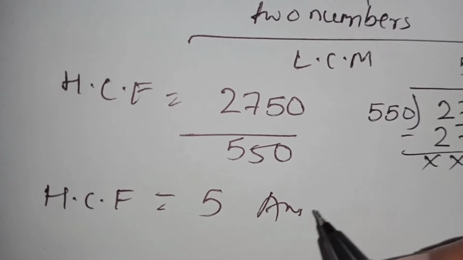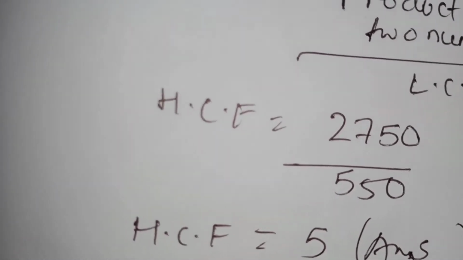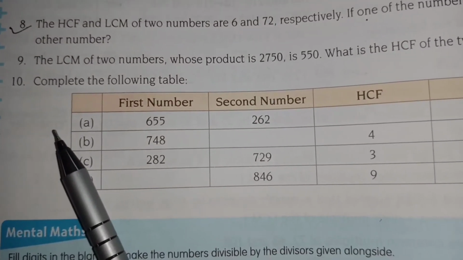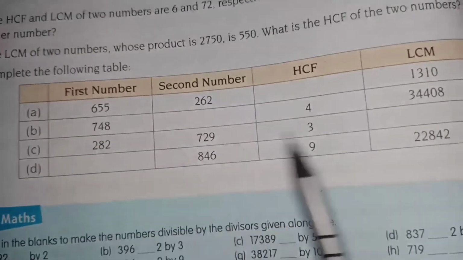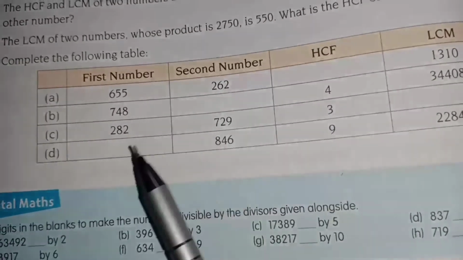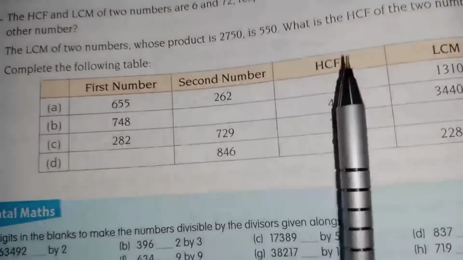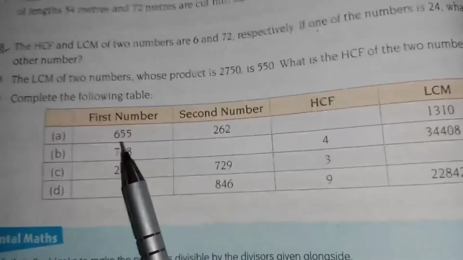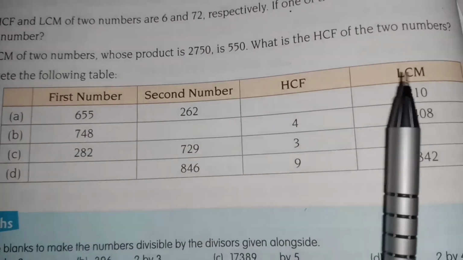We got the answer. Okay, now let us do the last question, question number 10. Question number 10 is: complete the following table. You can see this table. In this table, some boxes are empty, so we have to fill this. First number means the one number, second number means the other number. HCF is there, LCM is there.